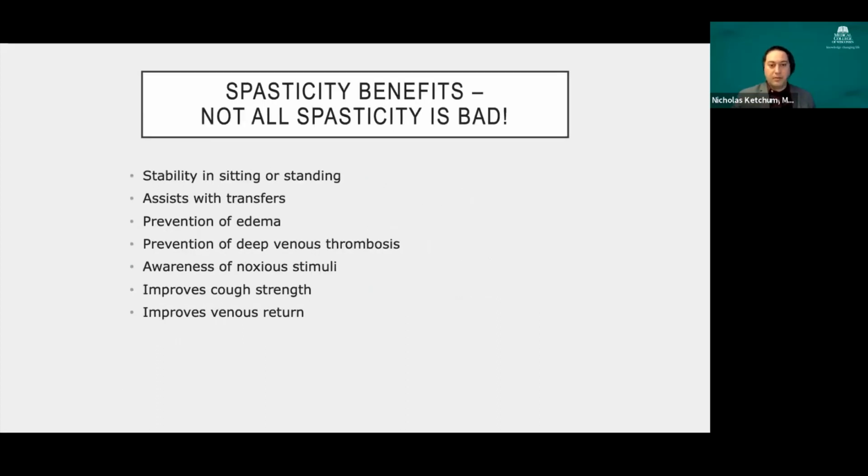And again, as we know, spasticity can be advantageous. It's not all bad. Some people, because they lack volitional movement, spasticity can actually substitute for weakness. And so it can help with truncal control or stability in standing. It can assist with transfers because the muscles are continuing to contract. It can prevent edema, prevent deep vein thrombosis. It allows patients to be aware of their noxious stimuli, especially if they have altered sensation after a spinal cord injury or stroke or brain injury. It can also improve cough strength and improve venous return.